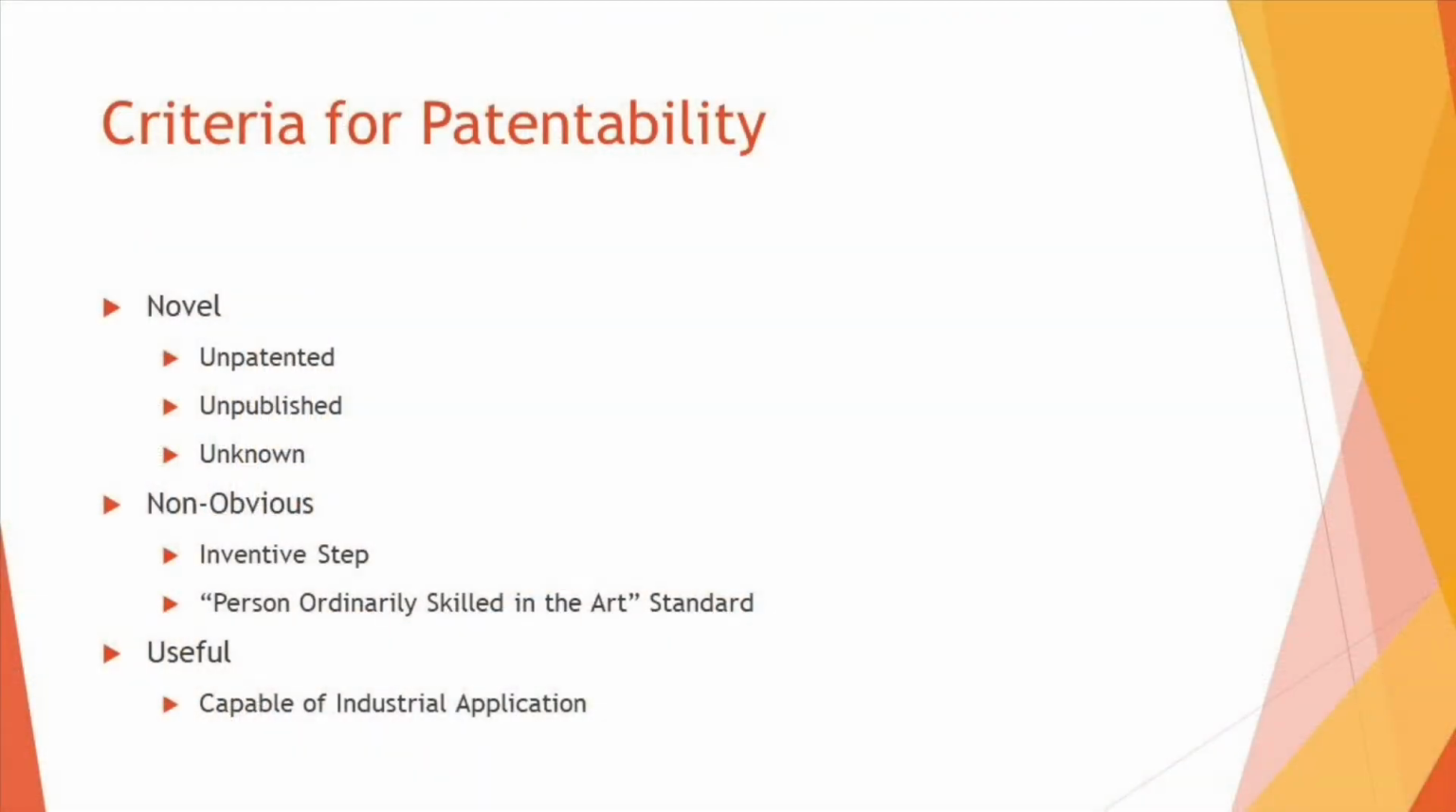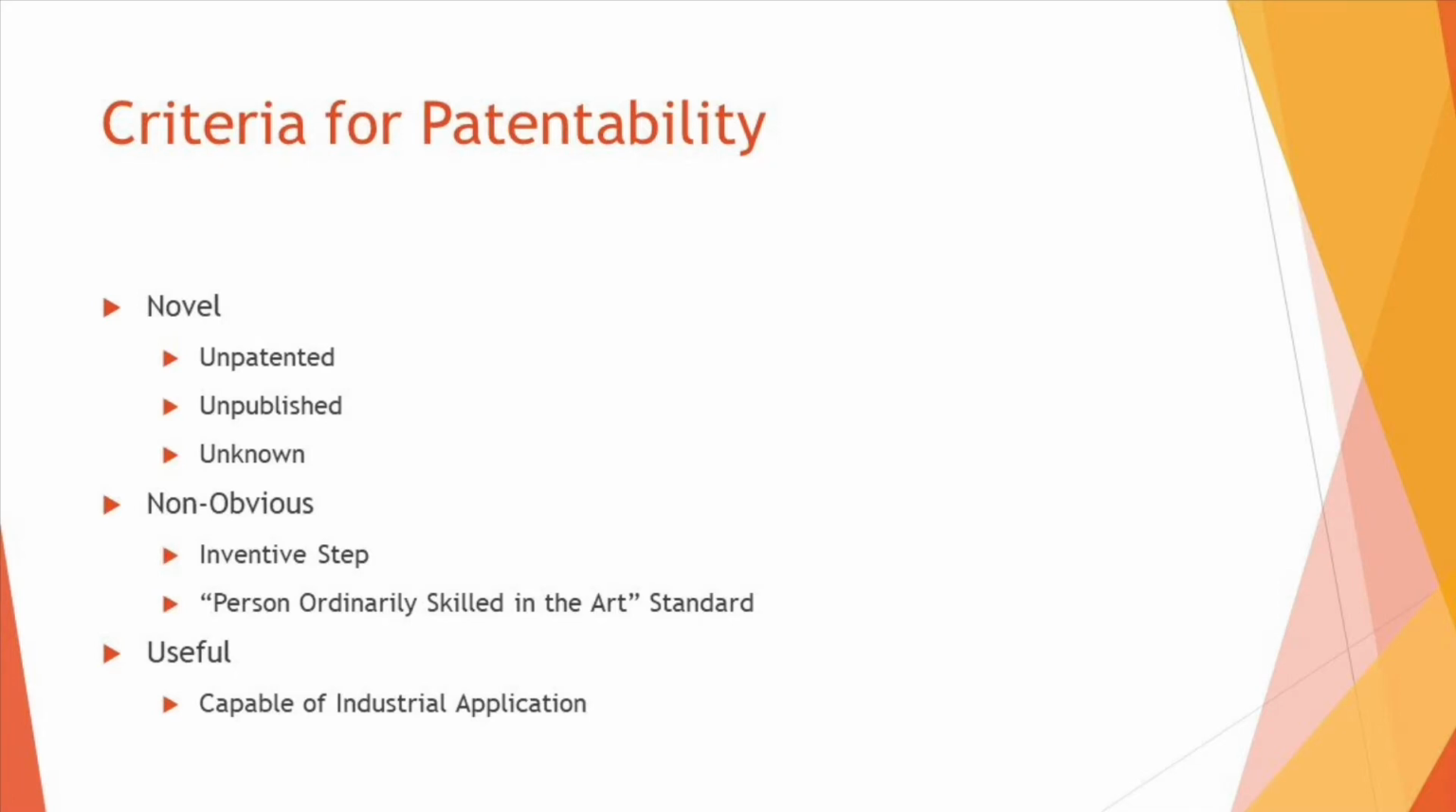In order to be eligible for a patent, an invention needs to satisfy 3 criteria. It has to be novel, non-obvious, and useful. Now, to be novel, an invention needs to be one that hasn't been discovered or disclosed before. That means that nobody has got a patent on it, nobody has applied for a patent on it, nobody has published it, and it's something that is not known outside of you and your associates.